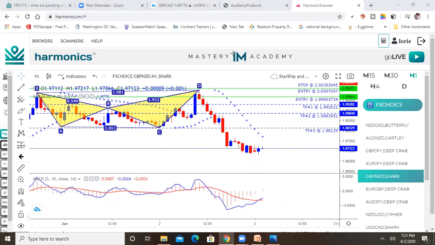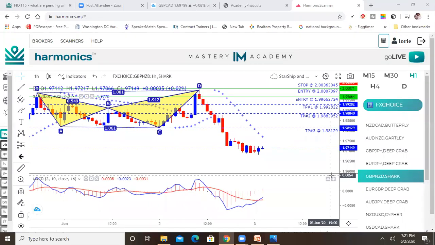Now, as mentioned, the market execution is when you are looking at current price of a particular currency pair, and let's just say like right now, this one is GBP NZD. Price is way down here at 1.97. Now, if we had seen this, remember we have done videos and tutorials on this before. Using the Harmonic Scanner, sometimes you need some assistance.